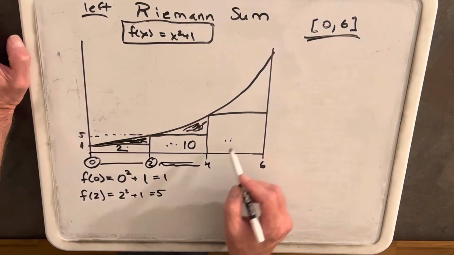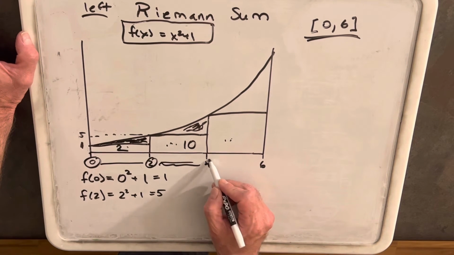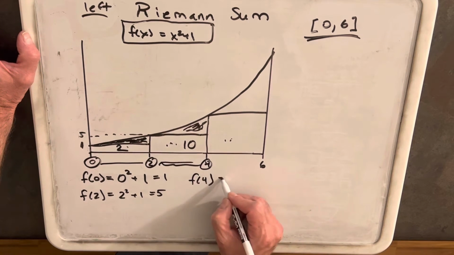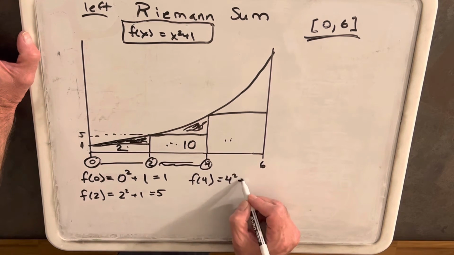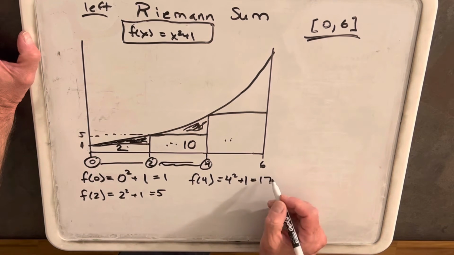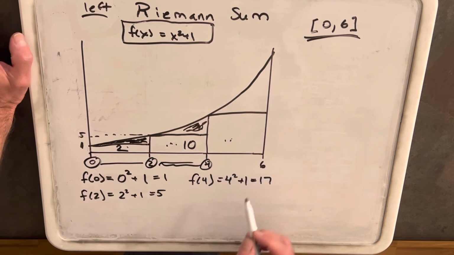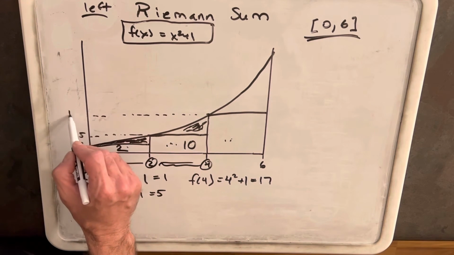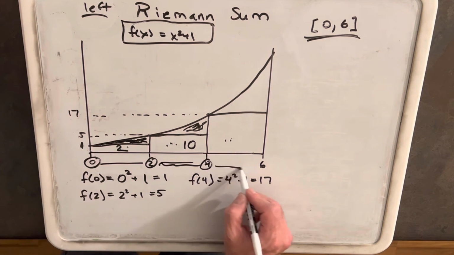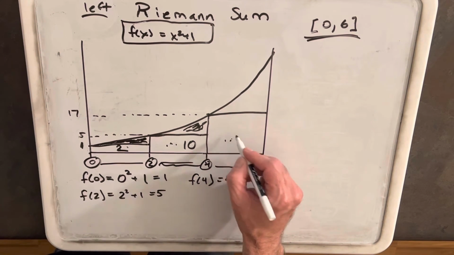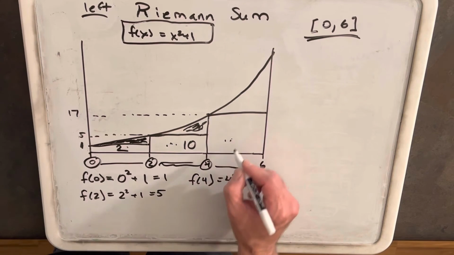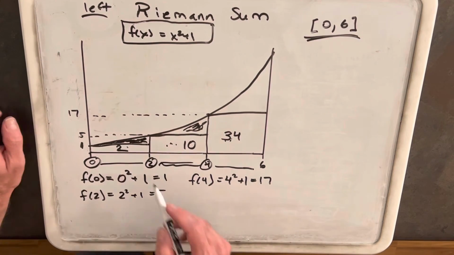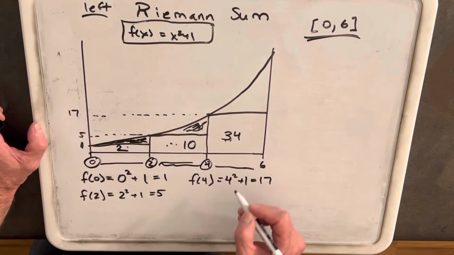Then for this third rectangle, to estimate this big piece, we're going to use the left endpoint. So it's going to be at 4. So f of 4 is going to be 4 squared plus 1 equals 17 for our height. So bring it over here. This height is 17. This width is 2, so this area is going to be 2 times 17, which is going to be 34.